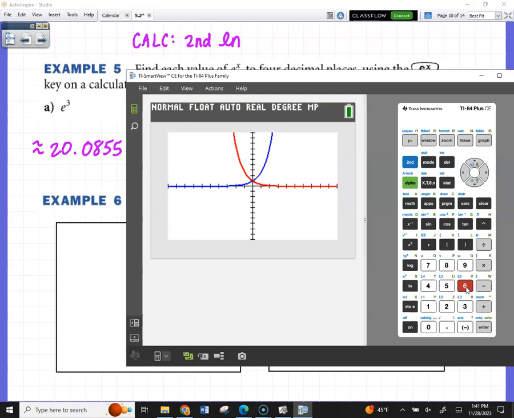They're definitely flipped across the y-axis. Do you notice there's a symmetry about them? They're reflected across the y-axis.